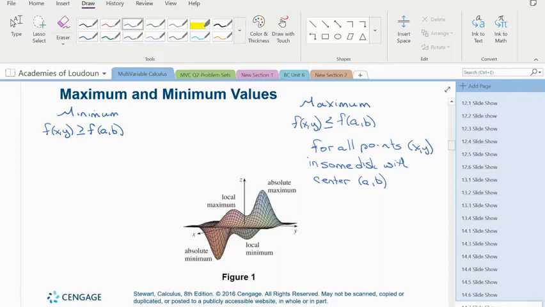If our function value is greater than or equal to f(a, b) when (x, y) is near (a, b), and again that would be defined on a disk, then f has a local minimum and f(a, b) is a local minimum value. If the inequalities in Definition 1 hold for all points (x, y) in the domain of f, then f has an absolute maximum or an absolute minimum at (a, b).